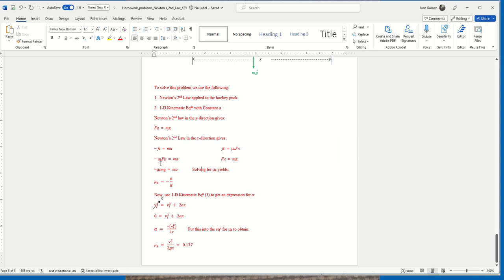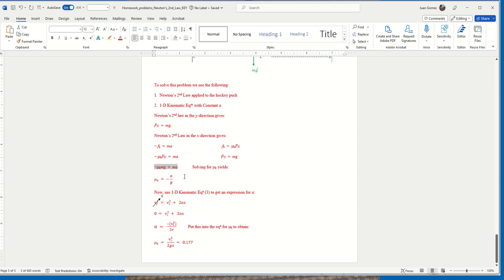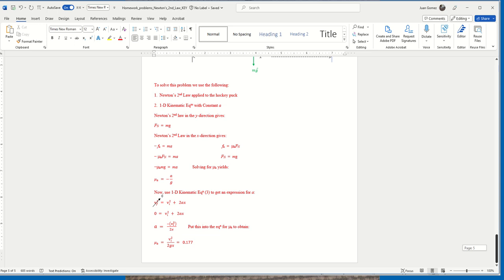So now we have minus mu k mg equals ma. Well, I'm going to go ahead and solve that for mu k. Nothing complicated. I get mu k equals minus a over g. Well, hey, we're almost there, but what is a? What is the acceleration of the puck? I don't know.